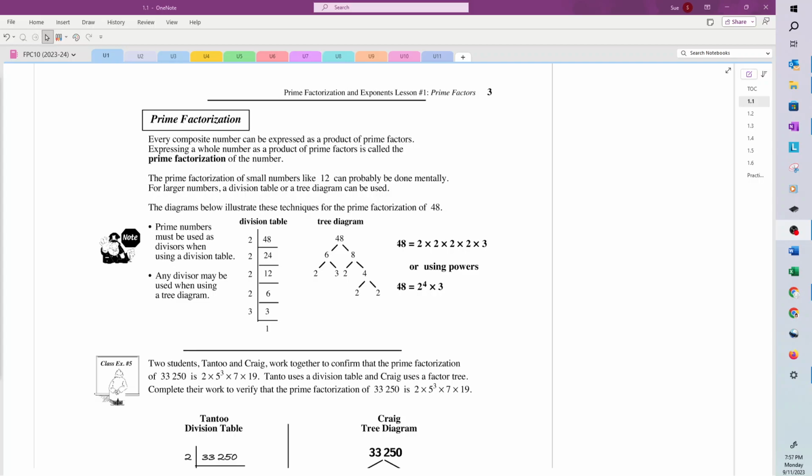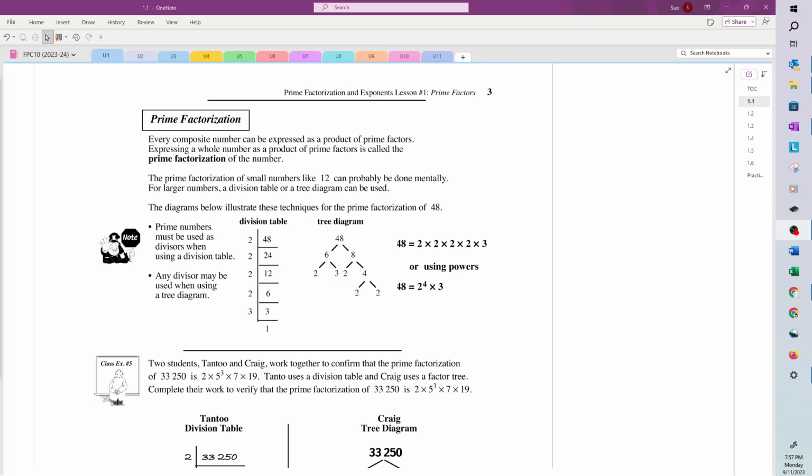This is the second part of lesson 1.1 in Foundations in Pre-Cal 10, talking about prime factorization. The prime factorization of a number is when you take a composite number and you factor it into its prime factors, okay? There are two ways that are generally done.